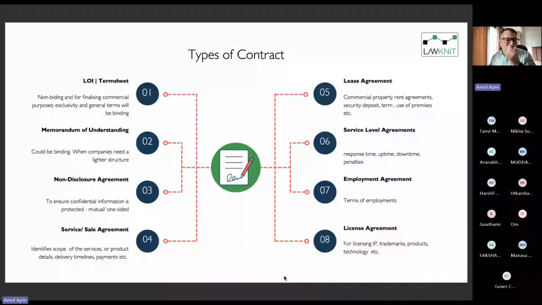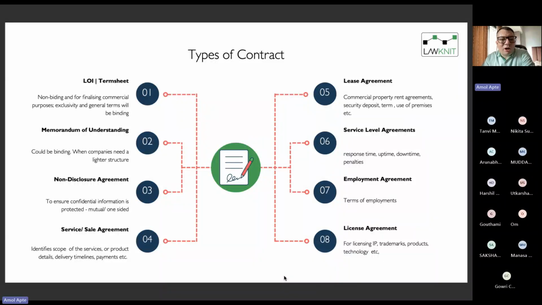The first one that we have listed down here is LOI, which is letter of intent or a term sheet. What does this document actually mean? It's non-binding, the word itself suggests, right? It's LOI, which is letter of intent. So you're just expressing the intent to get into a commercial contract. So it typically is non-binding in nature. However, when it takes form of a term sheet, when you are doing a transaction, it may have certain clauses which the parties may want to be binding on each other, just like exclusivity or general terms.